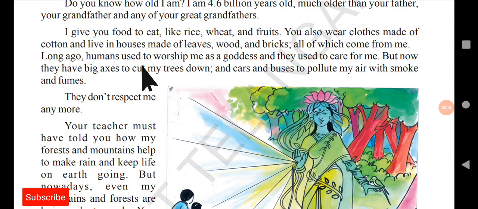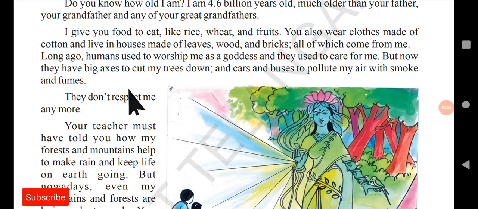Long ago, humans used to worship me as a goddess, and they used to care for me. But now they have big axes to cut my trees down, and cars and buses to pollute my air with smoke and fumes. So here Mother Earth is getting to a serious point. She's telling, you know, long ago, a few years ago, people used to praise me. All the humans used to come to me, they used to praise me, they used to worship me as though I'm a goddess. But nowadays they are not at all caring for me.